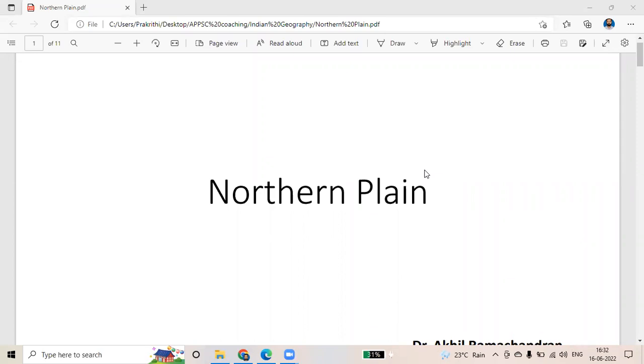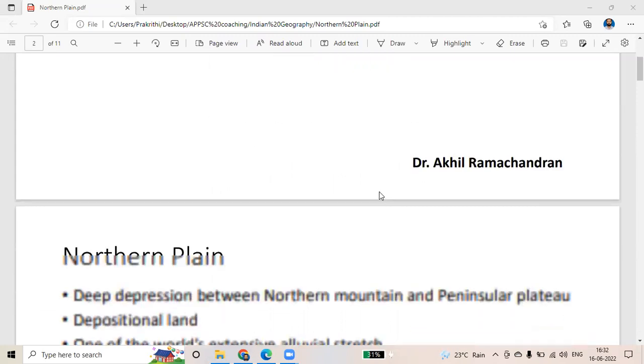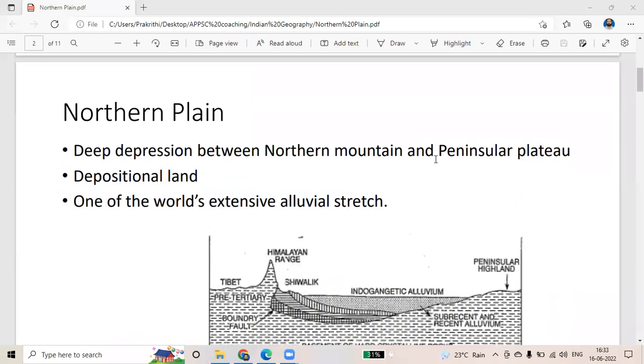Coming to the next physiographical division, that is the plain. We can say the northern plain of India, or the Great Indian Plain, or the Indo-Gangetic Plain. So we have multiple names for the same physiographical feature. That is what we are going to discuss today. So what is this plain actually? It's a flat, extensive land, which is usually made by depositional features like river deposition and wind deposition.